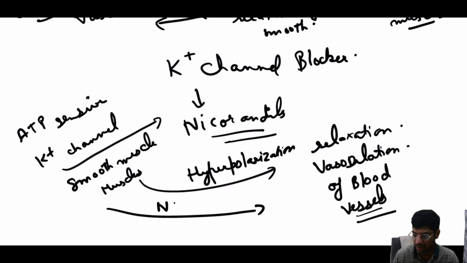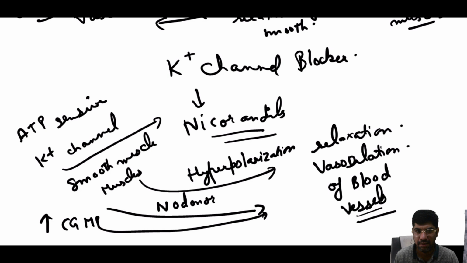Nicorandil also acts as a nitric oxide donor. It increases the cGMP level in smooth muscle that leads to further relaxation of the blood vessel. So it causes arterial and venous dilation. It increases the coronary blood flow by dilating both the large vessels and deeper resistance vessels. It improves angina in both stable and vasospastic angina. Common side effects are flushing, palpitation, weakness, headache, dizziness, nausea.